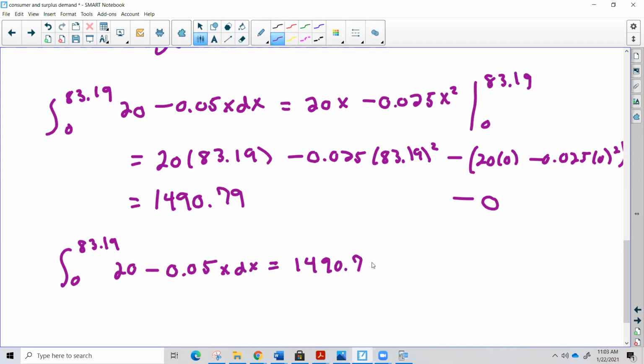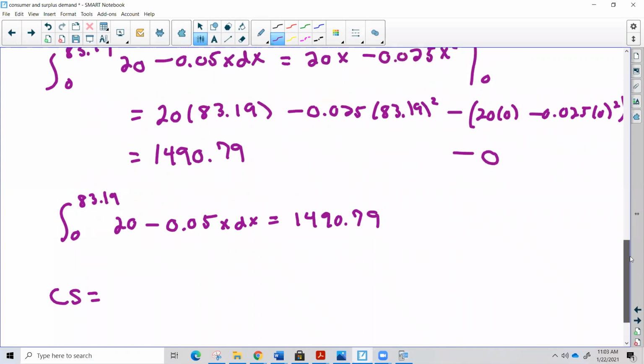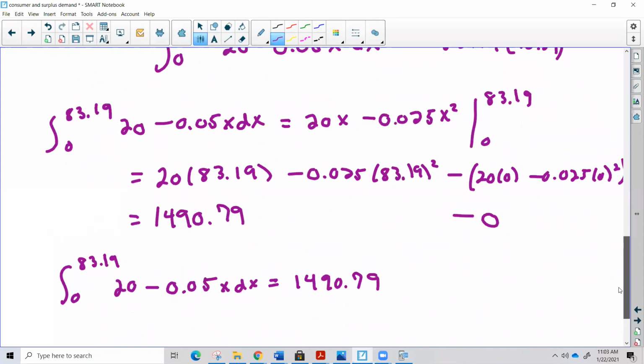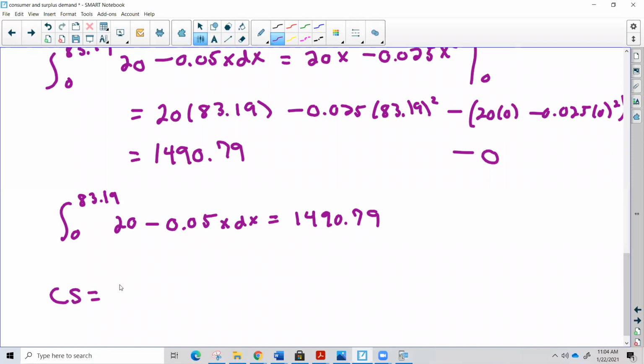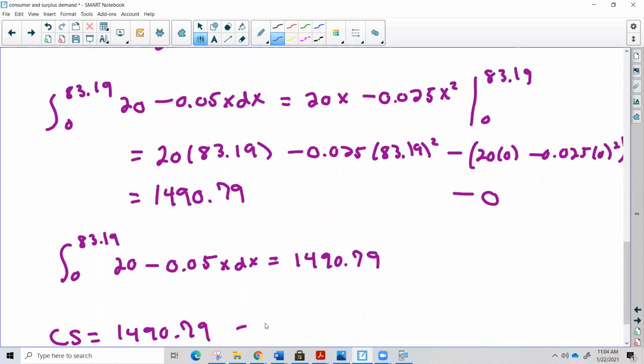Okay, so then once I do that, because I did it on the side, I'm going to go back to my consumer surplus formula. Don't forget to do that. And our consumer surplus now is going to be this 1490.79, because that's what we found this integral to be, minus the 83.19 times the 15.84.